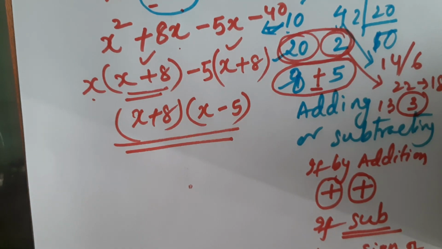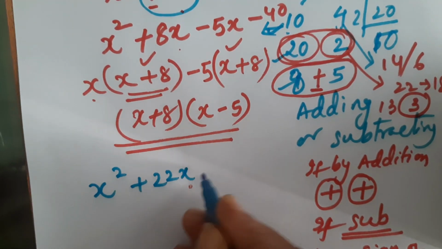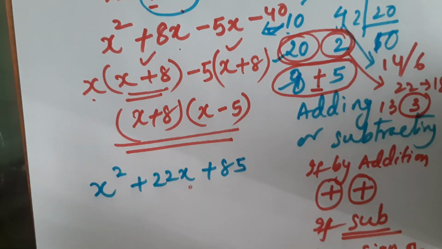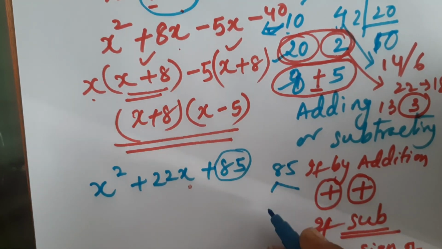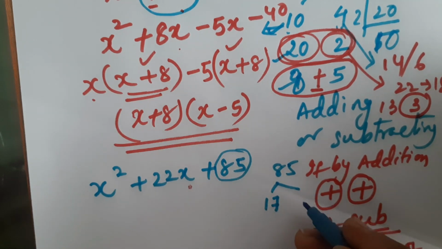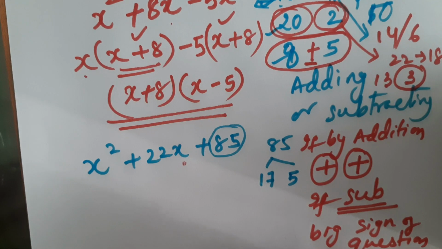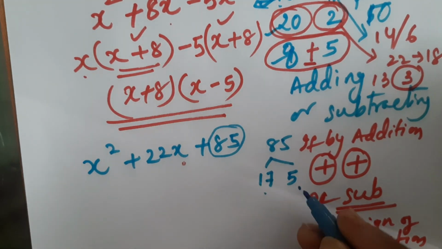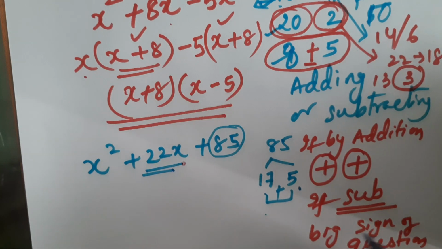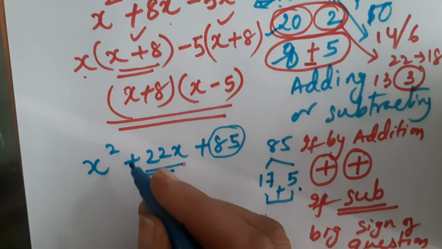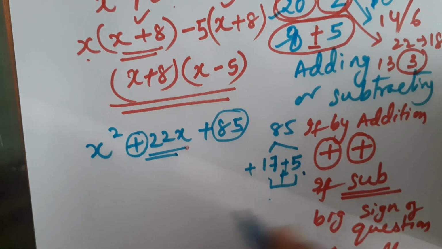Let's start with one more example. x square plus 22x plus 85. So first we need to find the multiples of 85. 17 fives are 85. 17 plus 5, we are getting 22. When we are adding, we are getting 22. So when by addition we get the middle number, we need to take the sign of the question for both the numbers. So let's start the solution.